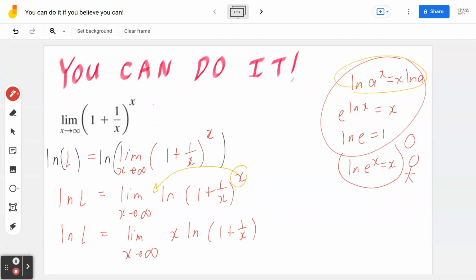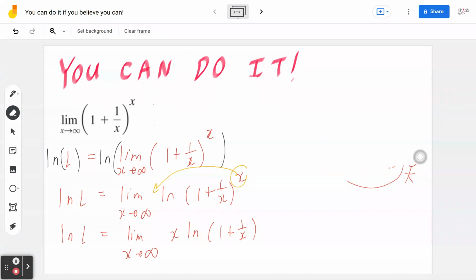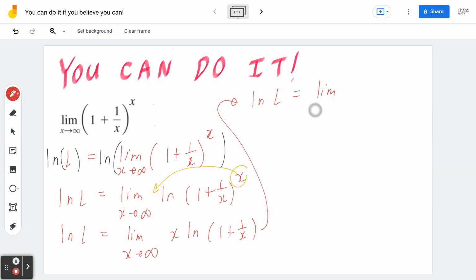Now, what you can do is you can take the derivative. And of course, if you look at this carefully, again, I'm going to apply L'Hopital's rule. So you can rewrite this in terms of ln L, which equals the limit as x is approaching infinity. Keep the ln of 1 plus 1 over x in the numerator. X is the same as 1 divided by 1 over x.